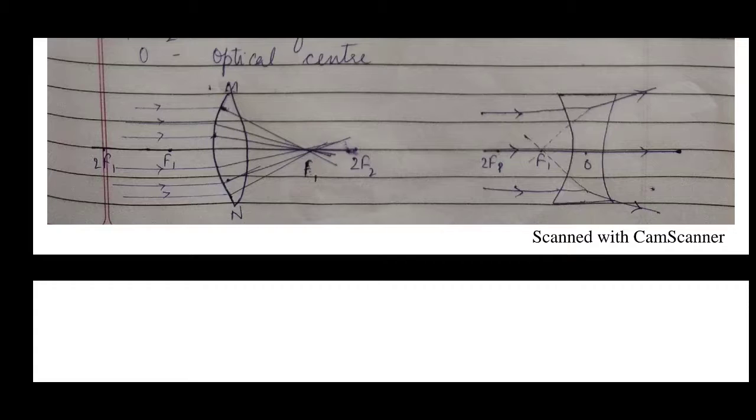In the second figure, that is a concave lens, the parallel ray of light hits the lens and it moves back. But when we draw the imaginary lines and make them meet, it again meets at f only, that is f1. Okay, so here it meets at f2, and in the concave lens it meets at f1.